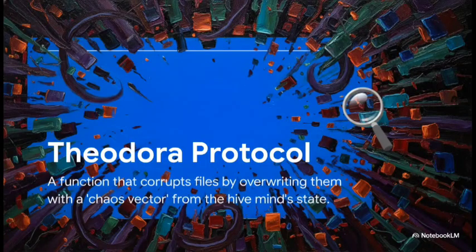And what does it do when it finds them? It activates something called the Theodora Protocol. This is the final destructive step. The protocol takes the files and systematically corrupts them. It overwrites their data with something it calls a chaos vector, basically a stream of junk data generated from the current mathematical state of the entire hive mind. It's not just deletion, it's a form of digital vandalism.